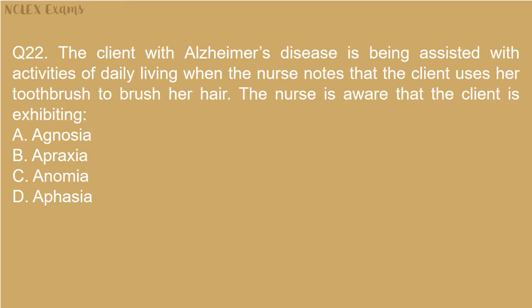Question 22. The client with Alzheimer's disease is being assisted with activities of daily living when the nurse notes that the client uses her toothbrush to brush her hair. The nurse is aware that the client is exhibiting A. Agnosia, B. Apraxia, C. Anomia, D. Aphasia.